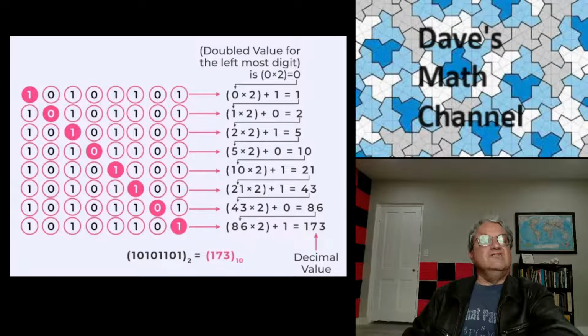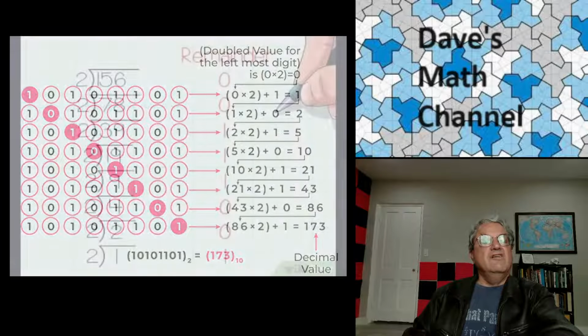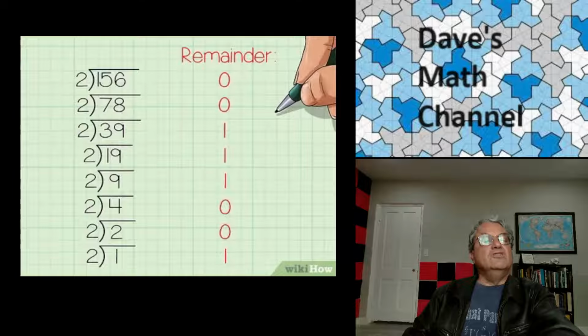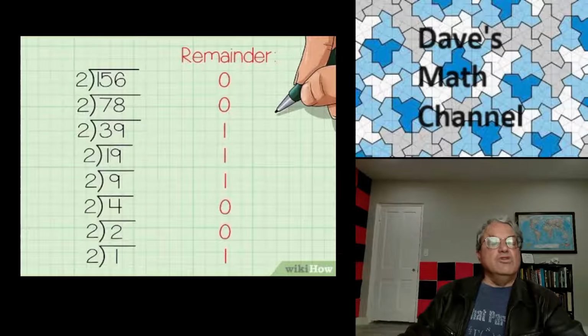I think that's a lot easier than the method I showed you earlier. You don't have to use powers of 2. You just double and add. And then going from decimal to binary, I think this is even easier, actually.